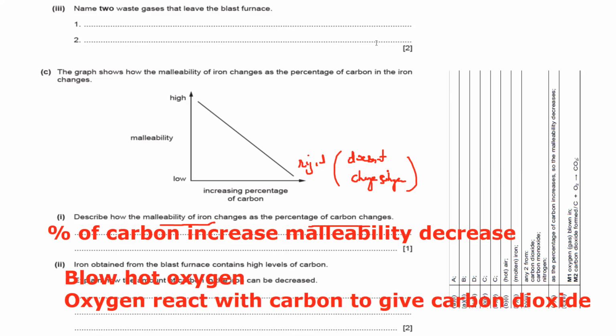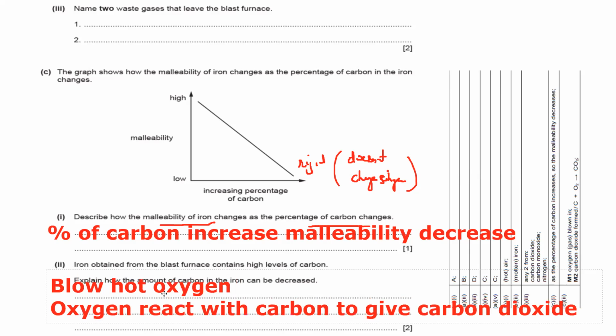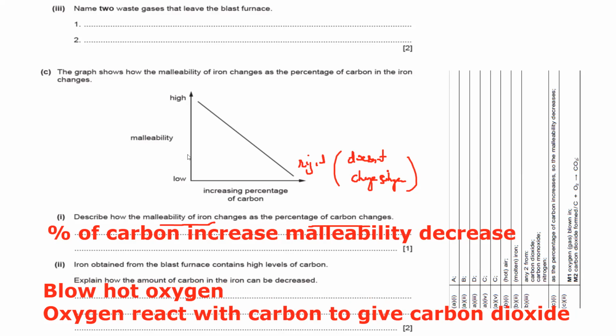So we blow the hot oxygen through the mixture, because the iron which we extract from the blast furnace is not pure iron, it contains carbon as an impurity. So blow the oxygen through it, and oxygen reacts with the carbon to give carbon dioxide. So this is the question related to extraction of iron.